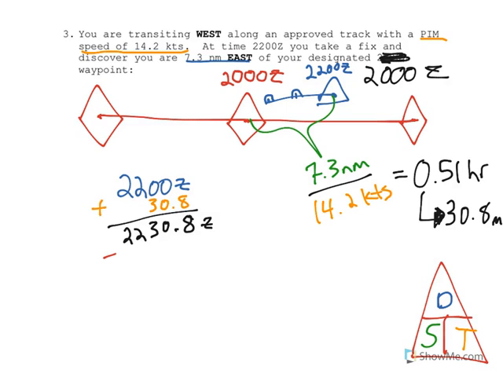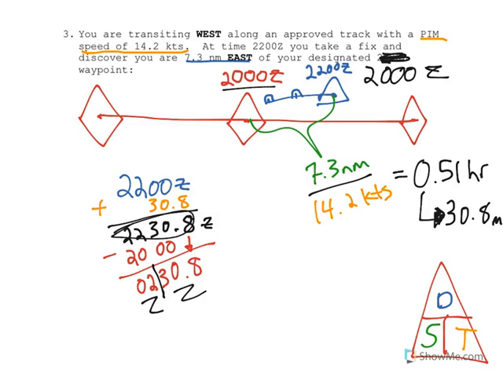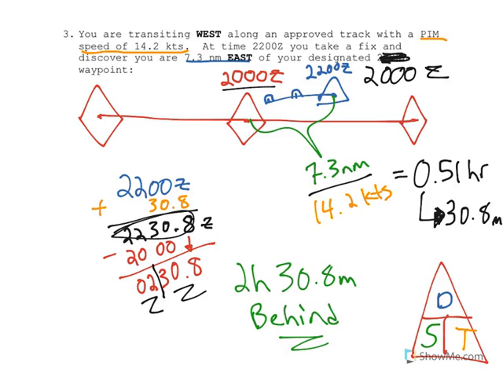Do a little subtraction, and we get 8 minus 0 is 8. 0 minus 0 is 0, 3 minus 0 is 3, 2 minus 0 is 2, 2 minus 2 is 0. So that's a difference of 2 hours and 30.8 minutes. And we were supposed to be there at 2000. We actually got there at 2230, so we're late. So in this example, the answer is 2 hours and 30.8 minutes behind PIM because we're late.